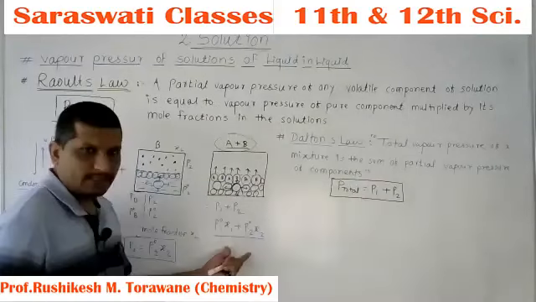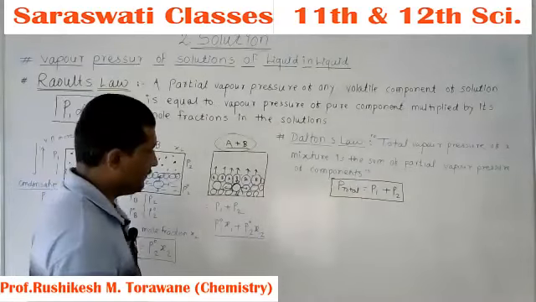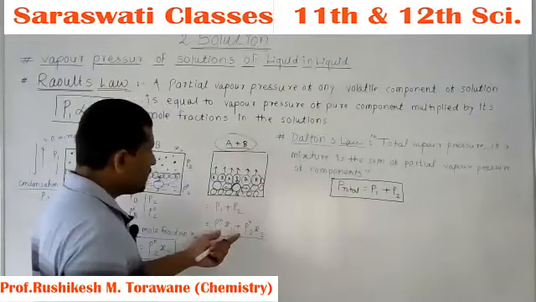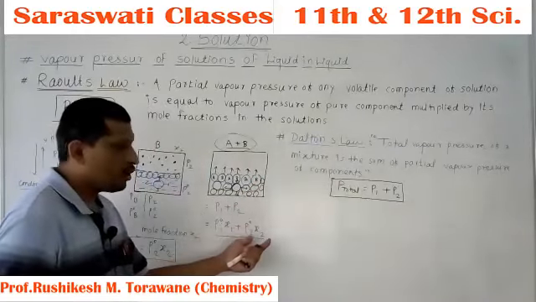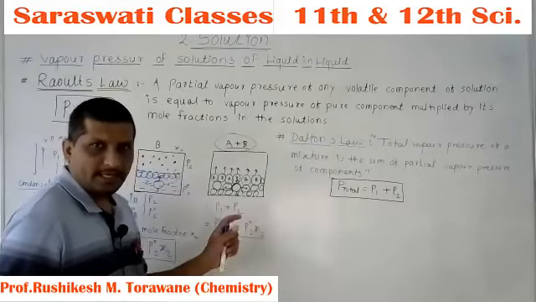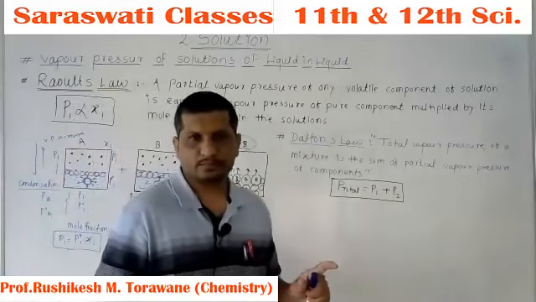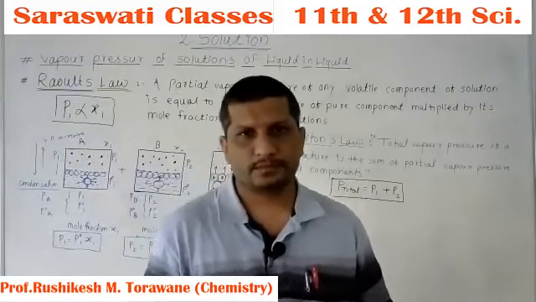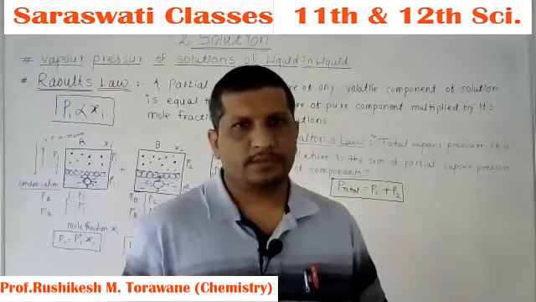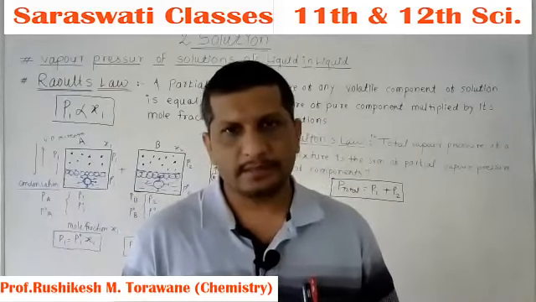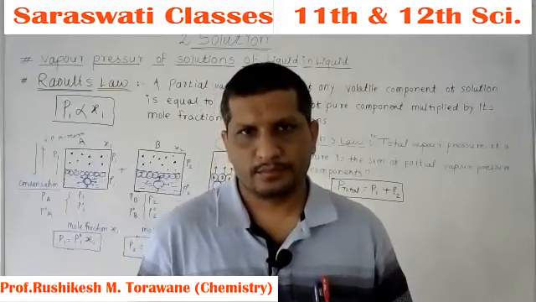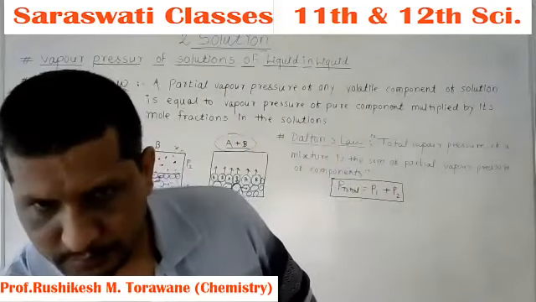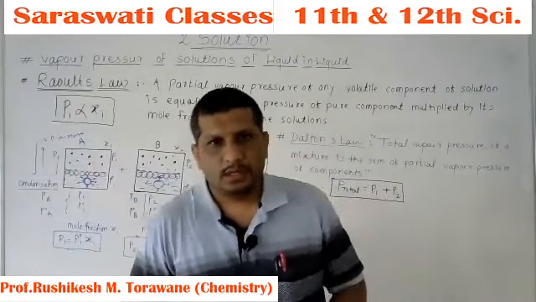Firstly, we can solve this, then we can explain the graph. Now first is P01 x1 plus P02 x2. Is it clear? Any problem? Anyone? Can you understand this part, students? Yes, sir.